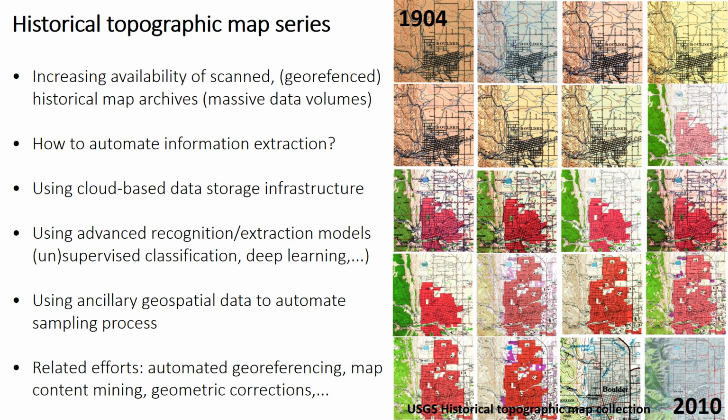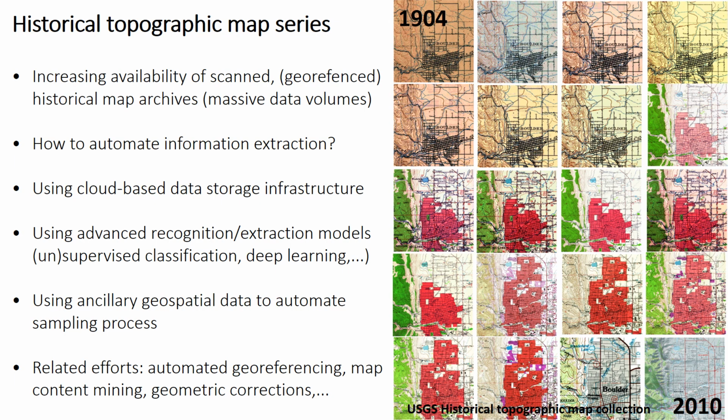In the case of the HTMC, all the maps are already stored on AWS S3, so we can make use of cloud-based data storage infrastructure. We can use advanced recognition and extraction models such as deep learning-based semantic segmentation and other supervised but also unsupervised classification methods. And we can use ancillary geospatial data to automate the sampling process. So, for example, to automate the training data generation process.